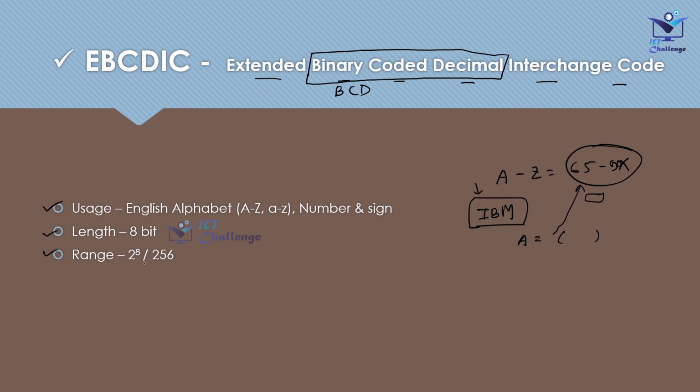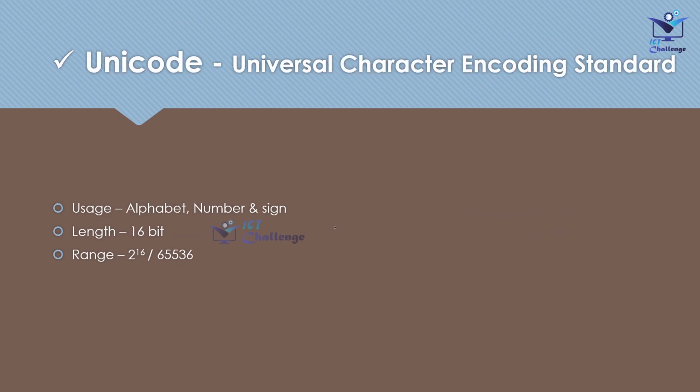EBCDIC code also has 8 bits, and the range of this is 256. All of them are the same in that sense, but they are not the same as their numbers. Okay, so now we have a final part.